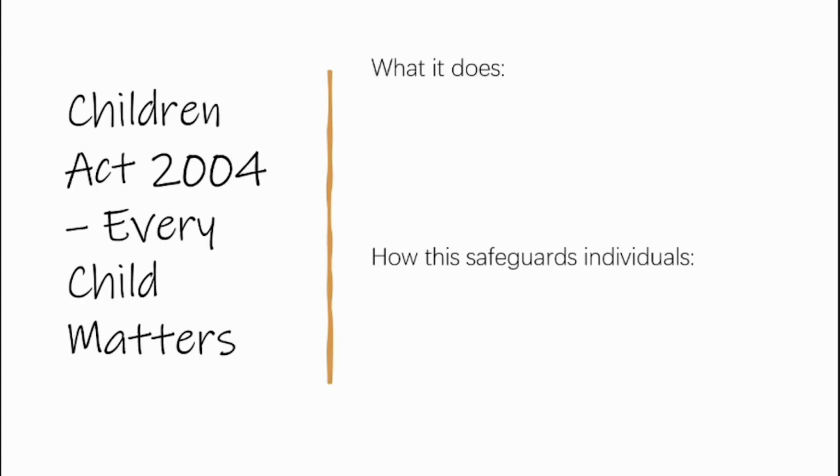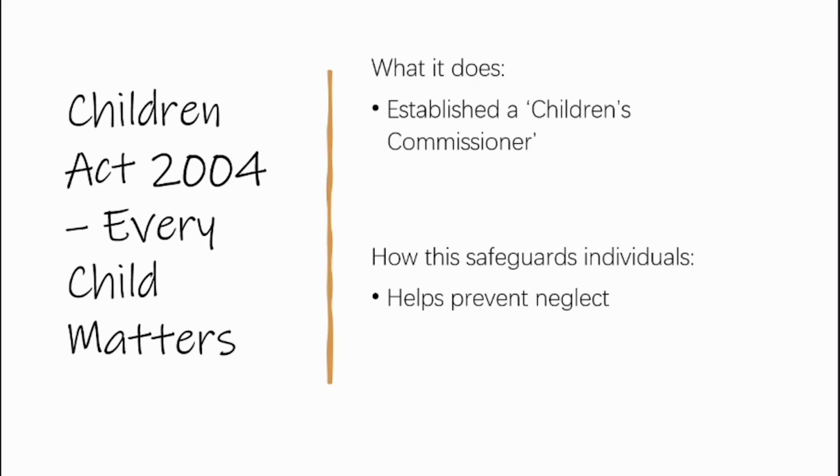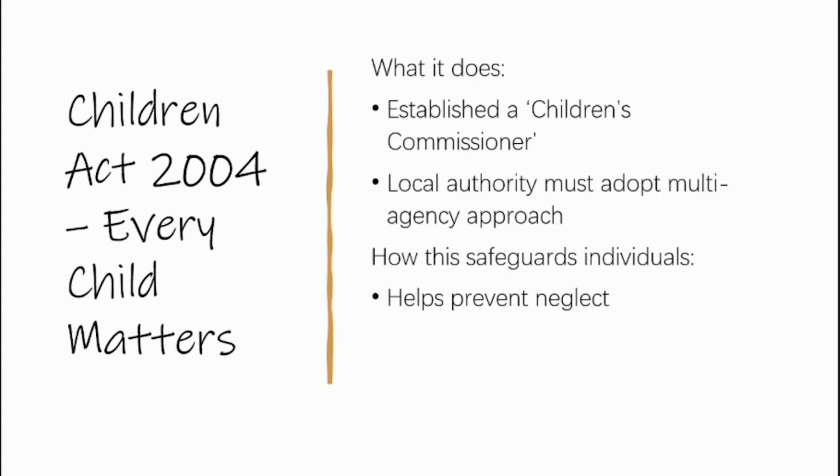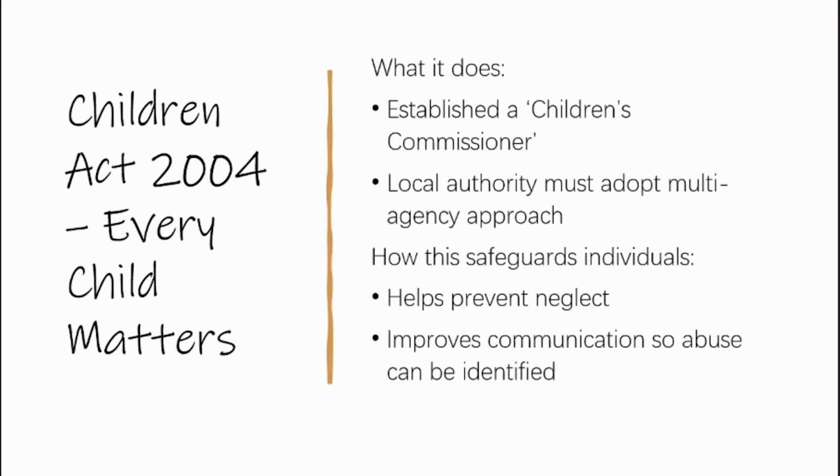The Children's Act established a Children's Commissioner to promote the well-being and interests of children. This helps to prevent harm and abuse by actively ensuring that the needs of children are recognised, therefore minimising the risk of neglect in all settings. It also puts a duty on local authorities to adopt a multi-agency approach across all agencies and organisations that work with children in order to minimise the risk of abuse, as it enables organisations to communicate, identify abuse, and report suspected abuse more clearly.